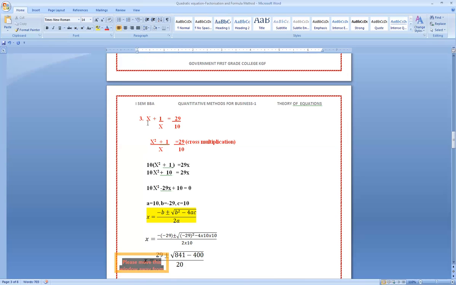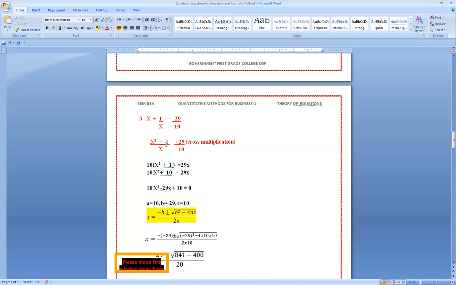No number in the place of denominator means x divided by 1 plus 1 by x equals 29 divided by 10. We have to take the LCM for 1 and x. The LCM will be x. So 1 x is x into x. Divide with the denominator, multiply with the numerator, or cross multiplication. So x is the LCM. So x into x becomes x square, plus 1 into 1 is 1, equals 29 divided by 10.